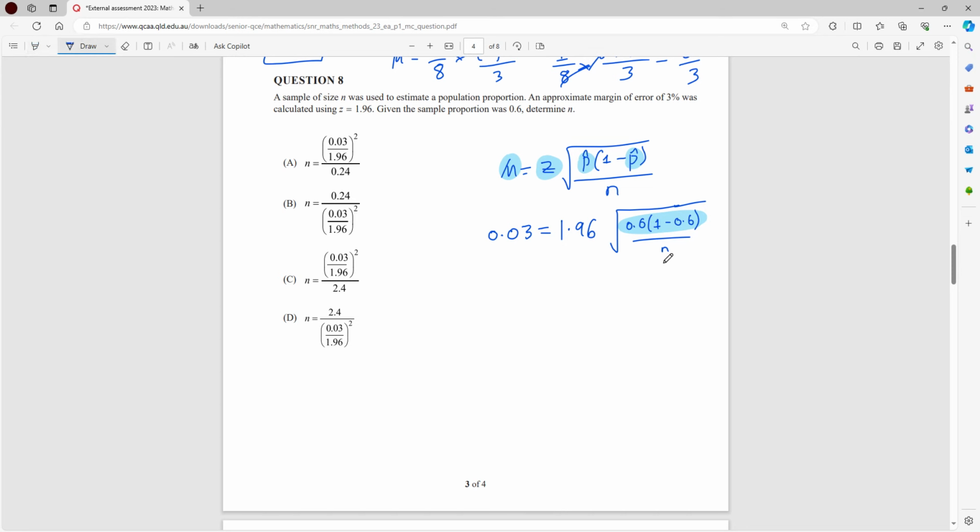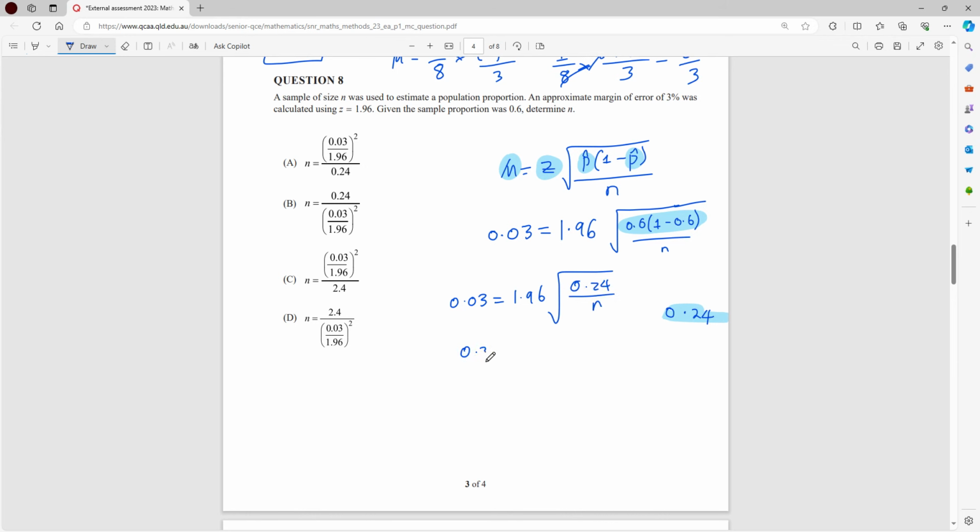So, straight away we know this 1 minus 0.6 is going to be 0.4, so 0.6 times 0.4 would be 0. What would that be? 24, I believe. Or 0.24. Yeah, just off the top of my head, I think that would be it. Yeah, just double check. Sorry, never that good with arithmetic, even though I teach math. So you can substitute this in for the blue bit here. So you're going to have 0.03 equals 1.96 square root of 0.24 on n, and then you're going to solve for n.